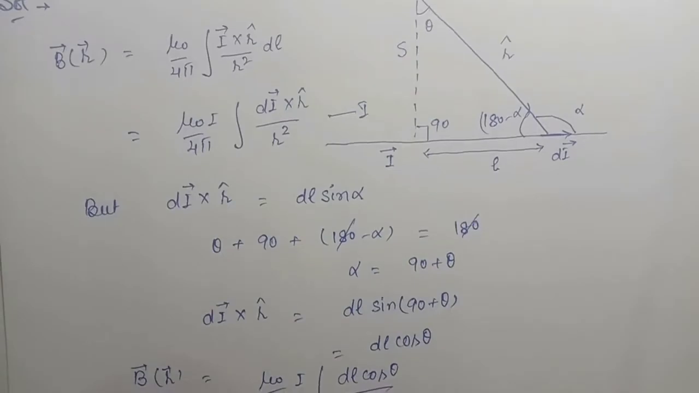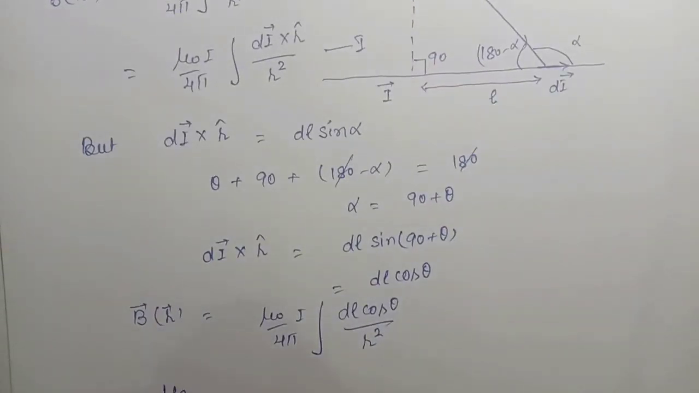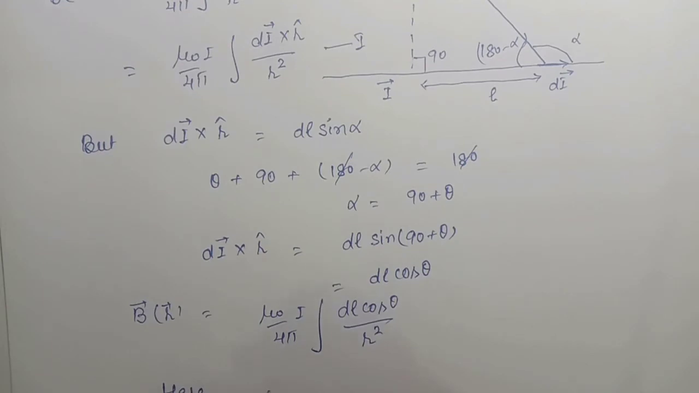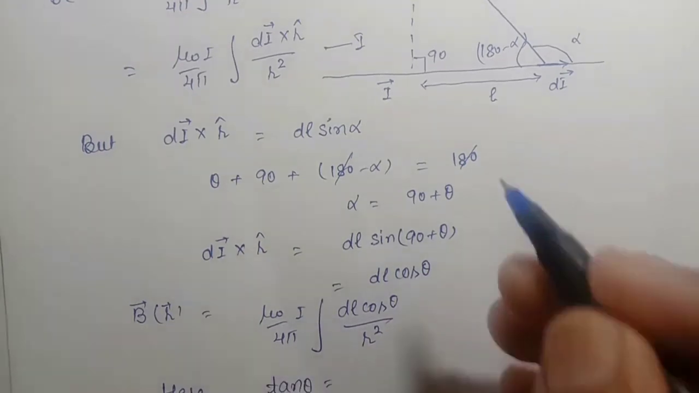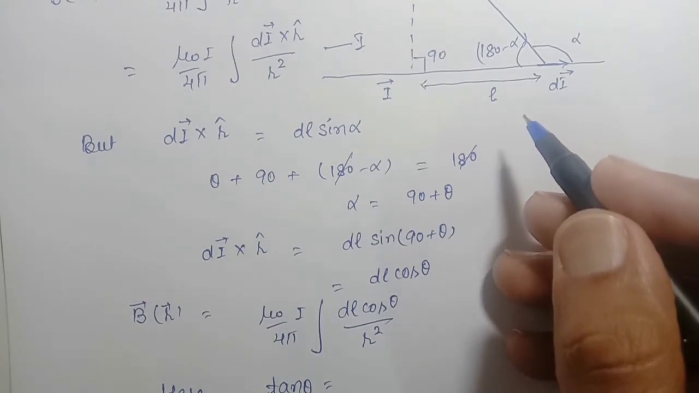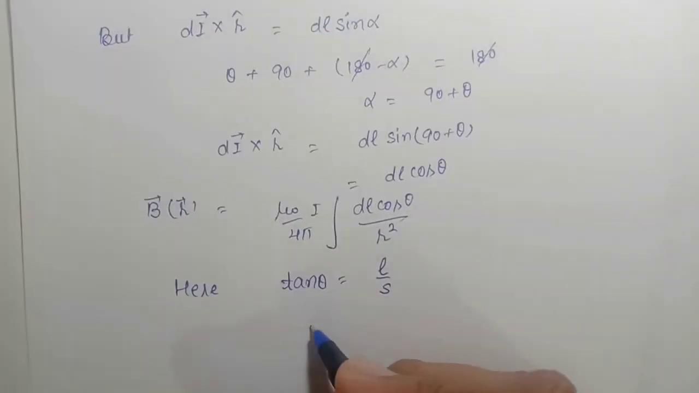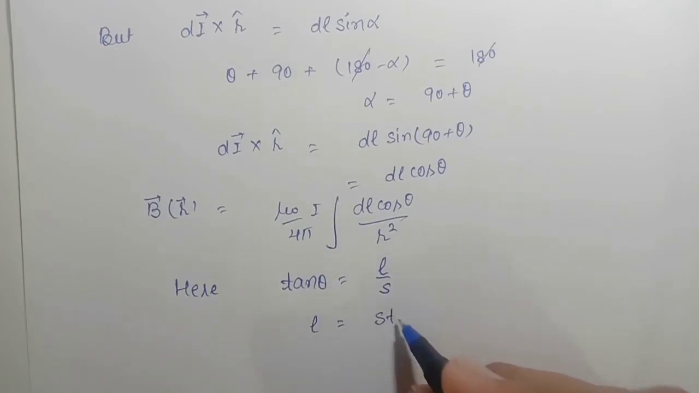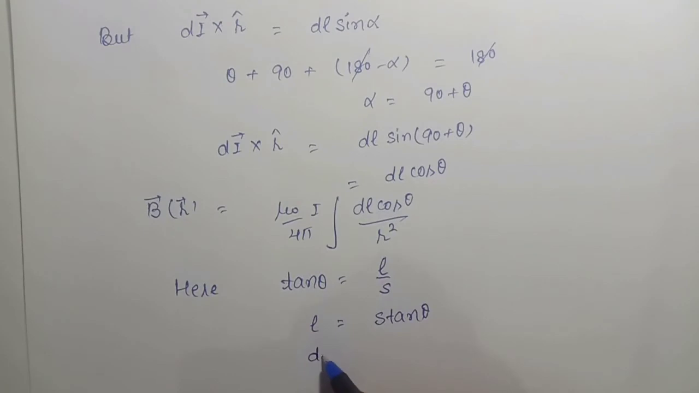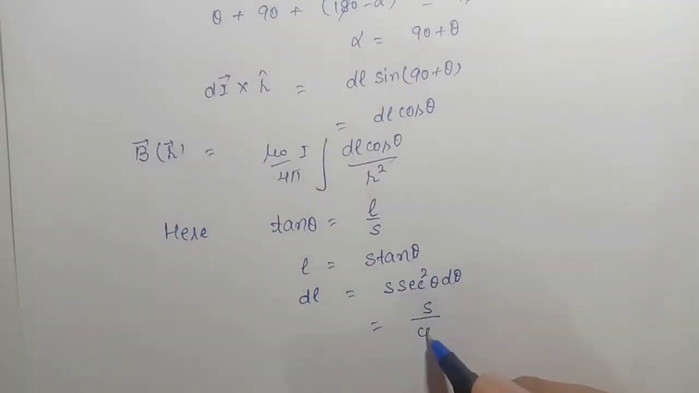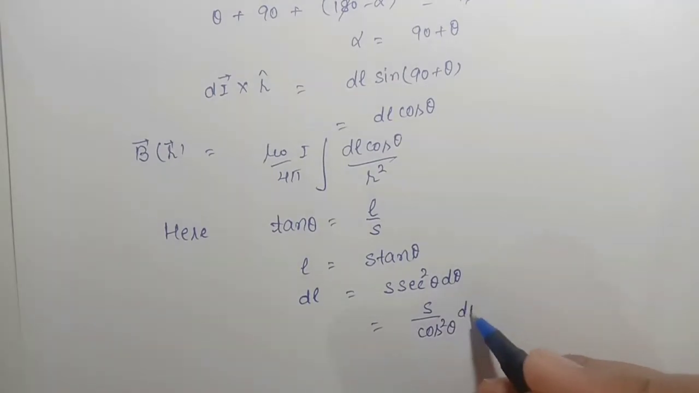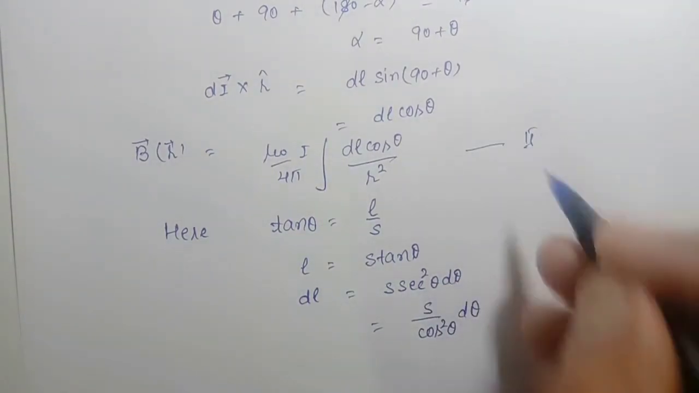As per our figure, tan theta is equal to L by S. So tan theta is equal to L by S, so we can write L equals S tan theta, or dl is equal to S secant square theta d theta, or this is equal to S over cos square theta d theta. Suppose this is equation number 2.